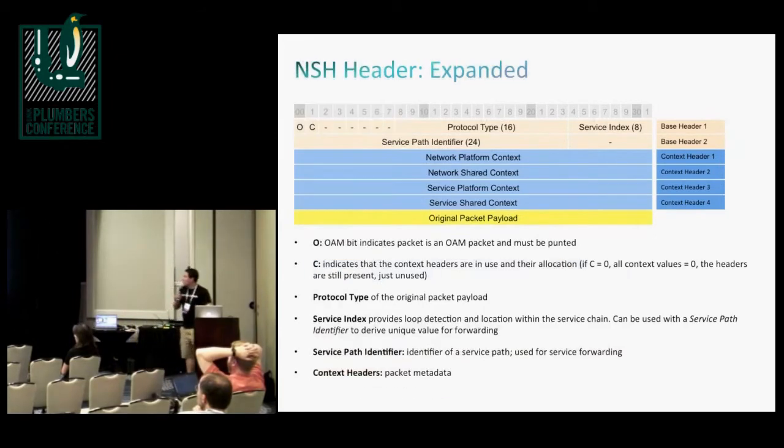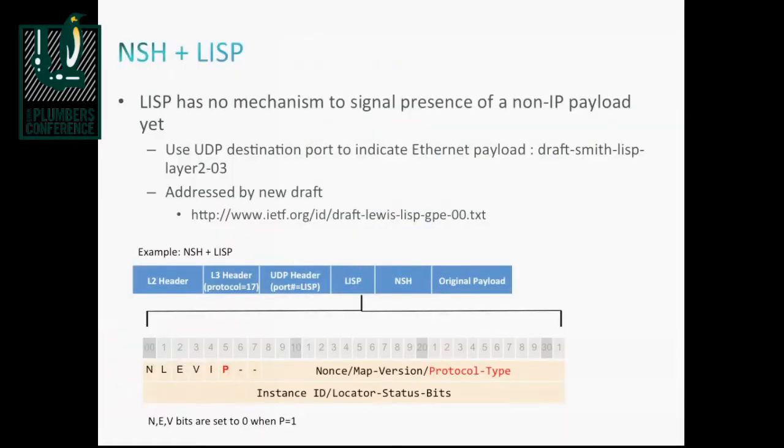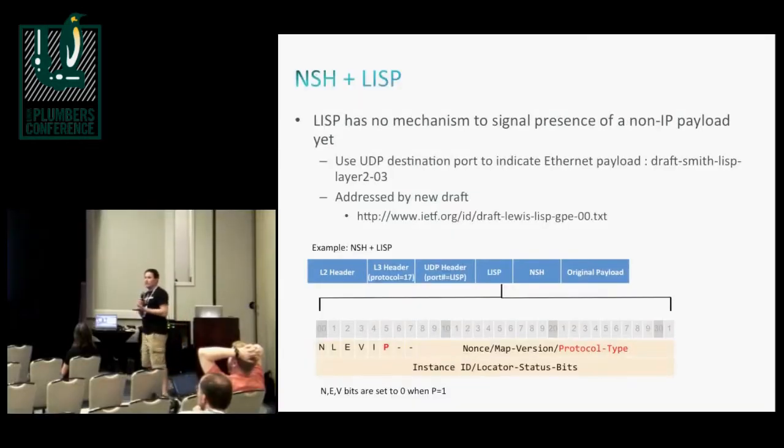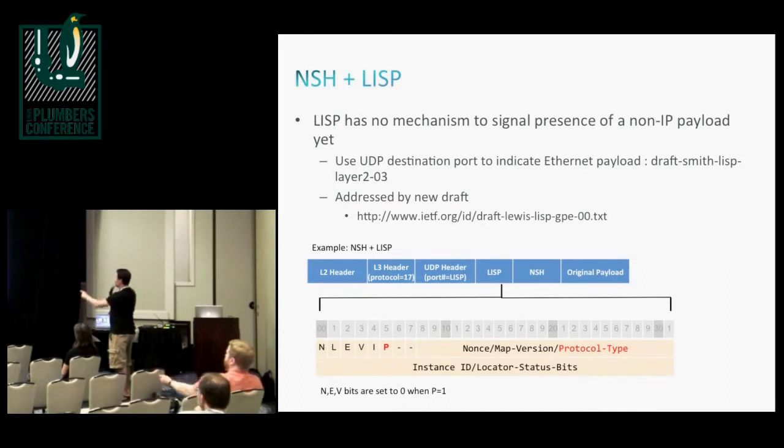So kind of tying this together a little bit at least, we put this slide up, and like I said, NSH is really protocol agnostic, but since we're talking about Lisp as well, we thought we'd throw up NSH plus Lisp. And there's a mild problem with this, which is actually addressed, as Vina indicated, by the IETF draft around generic protocol encapsulation. Effectively, Lisp has no mechanism to signal the presence of a non-IP payload yet, but GPE should help to solve that as well.